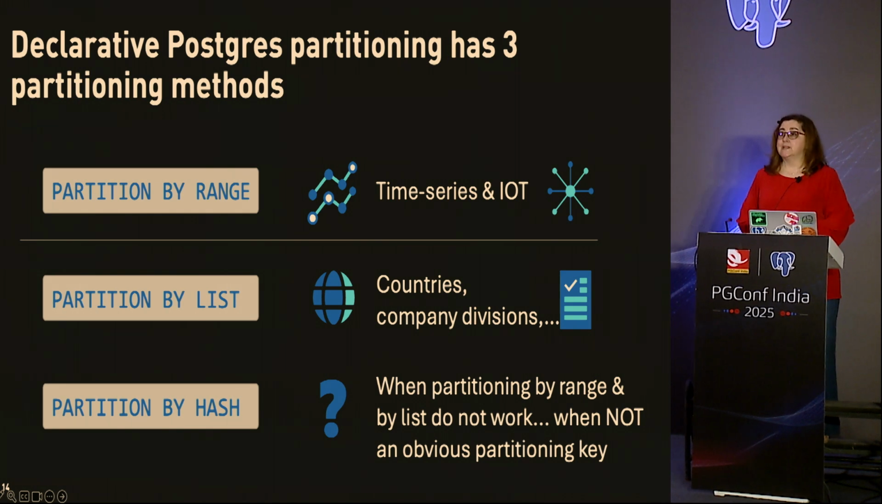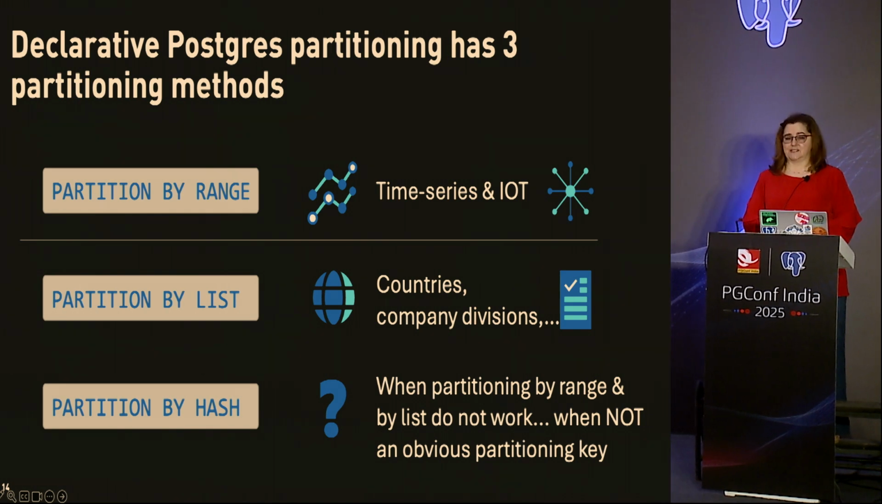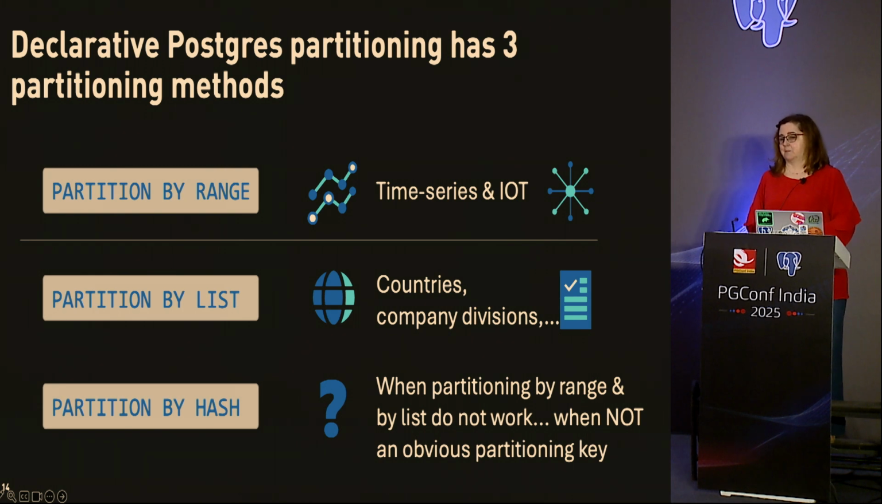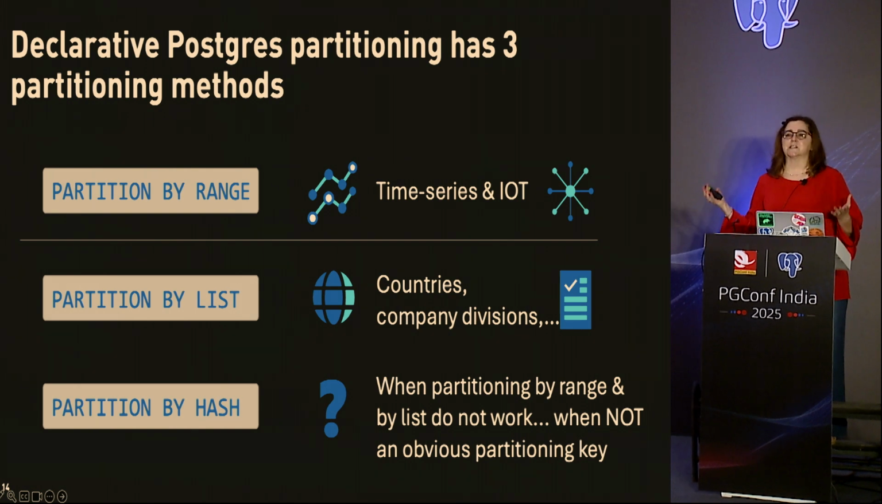So with declarative partitioning in Postgres, there are 3 different partitioning methods. And the first is partition by range. And that's really good for time series data, IoT data. It's good when you have an even distribution of data, which in time series is often the case. And then there's partitioning by list. And people will use that. Good common examples are when you have a list of companies or company divisions or countries, it might make sense to partition your data in that way.